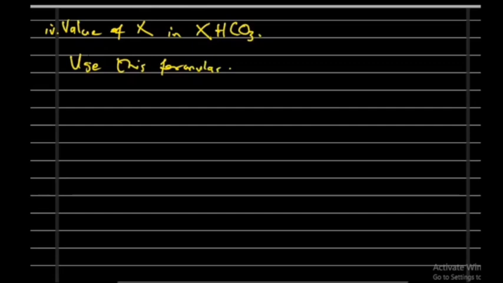And then lastly, we have the fourth question, which is asking us to calculate the value of X in XHCO3. We have just calculated the molar mass, so let us make use of what we have. Use this formula where H is 1, carbon is 12, and oxygen is 16. So we said XHCO3, the molar mass of everything, is what we just calculated to be 85.6. So let us now calculate.